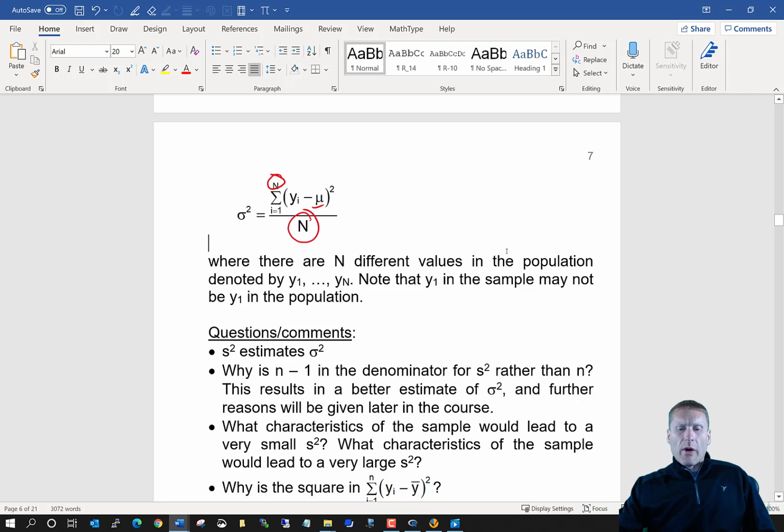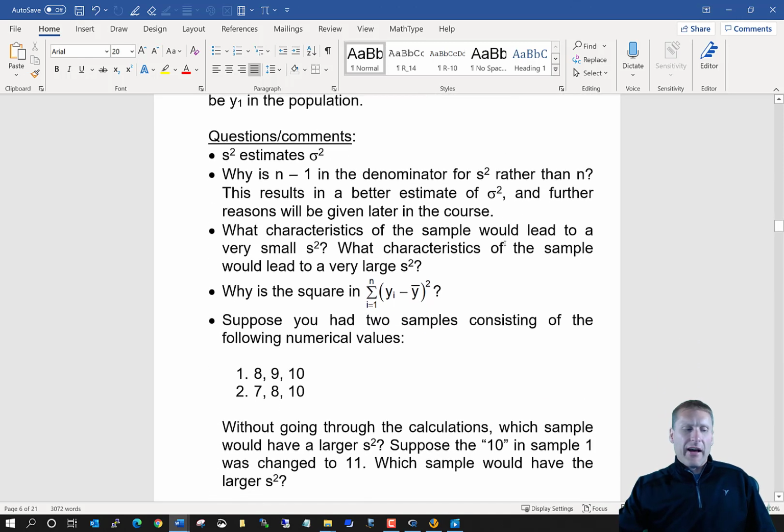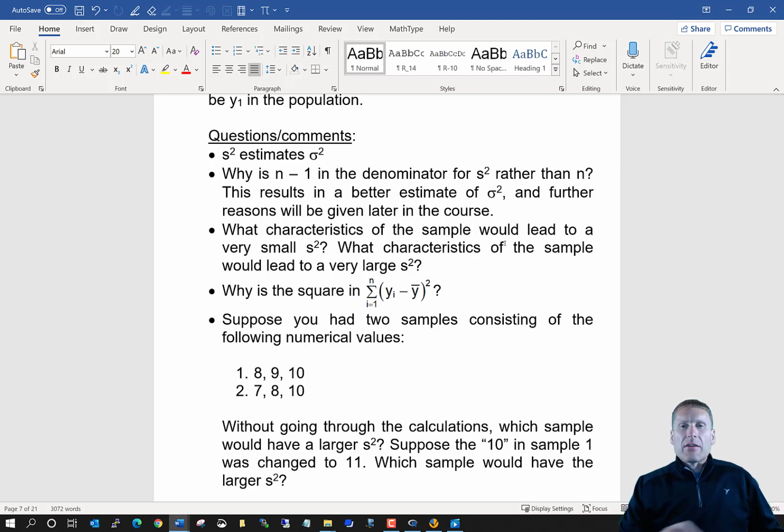So let's look at some questions and some comments that I have here. Let me get to the right spot in the notes in my paper copy. So we're on page 7. S squared estimates sigma squared, just like y bar estimates mu. So we have already talked about the second comment here. Let's talk about the third one.